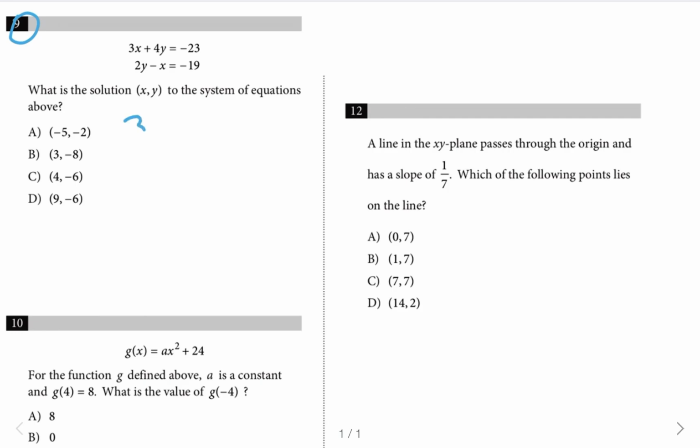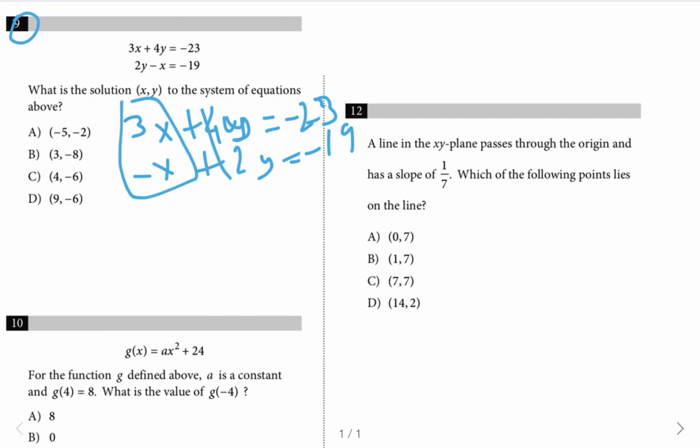So we have 3x plus 4y is equal to negative 23. And then we have negative x plus 2y equal to negative 19. Sorry, my writing is just really bad. The reason why I wrote negative x plus 2y instead of 2y minus x is because I wanted the terms to match up right here, so that when I cancel them out or eliminate them, it's going to become easier.